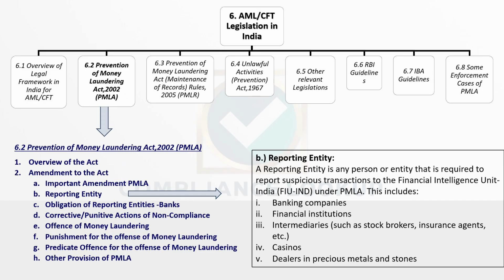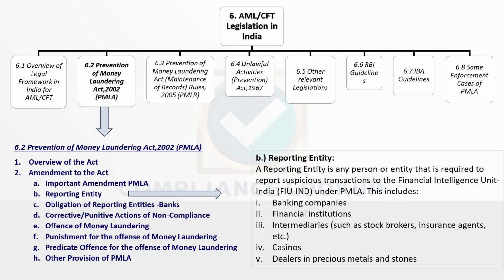First, banks. They must report large or suspicious transactions. Second, financial institutions. These include insurance companies and stock exchanges. Third, intermediaries, such as stockbrokers and insurance agents. Fourth, dealers in precious metals and stones, those involved in high-value transactions that could be used to launder money. Fifth, casinos, which are often targeted for laundering due to the large cash flows involved.